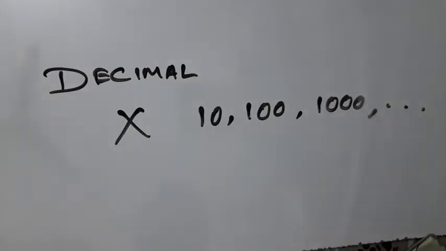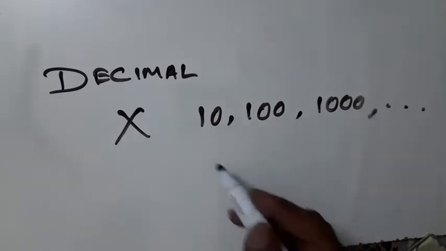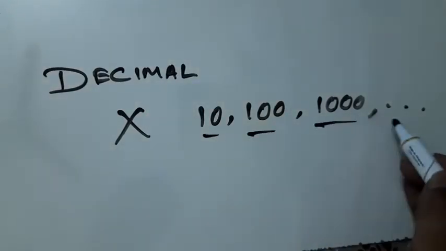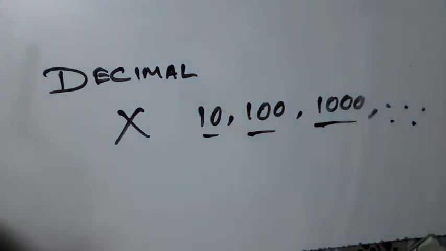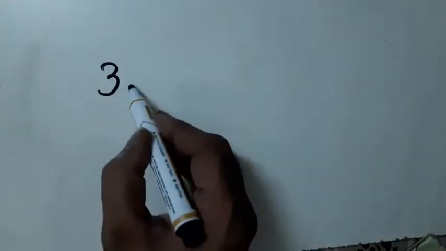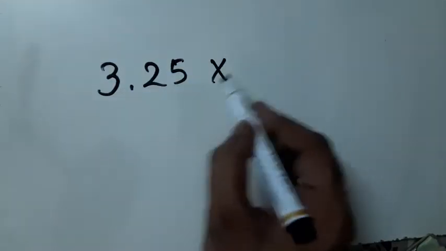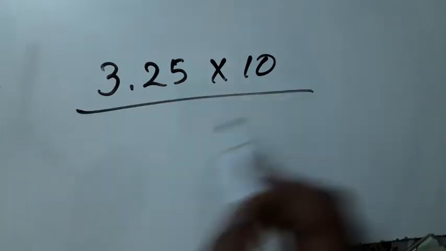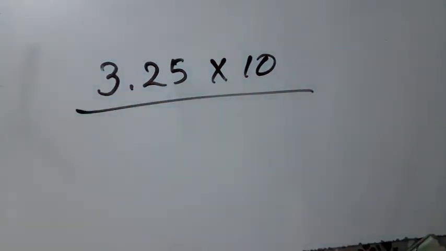Hello friends, today's discussion is about multiplication of a decimal by the powers of 10 like 10, 100, 1000 and so on. So let's start. Let us take the example of 3.25 multiplied by 10. So let's see how we multiply a decimal number when we are using 10.